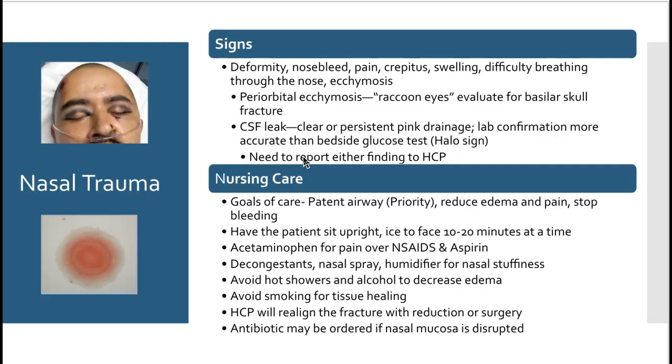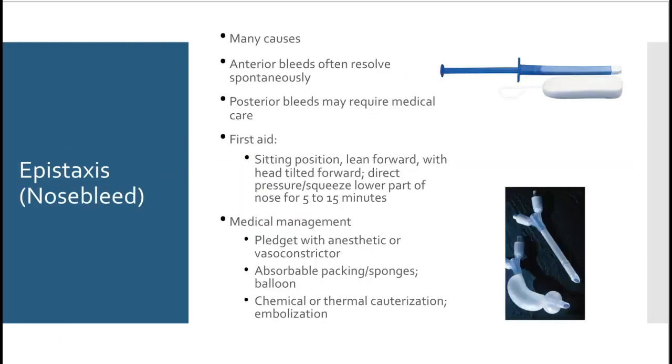And then the healthcare provider will realign the fracture if there is one, where they can actually do that manually or with surgery. And if the nasal mucosa is disrupted, they may put them on an antibiotic. So let's talk about epistaxis, which is just our fancy name for nosebleed. So with nosebleeds, there can be many causes.